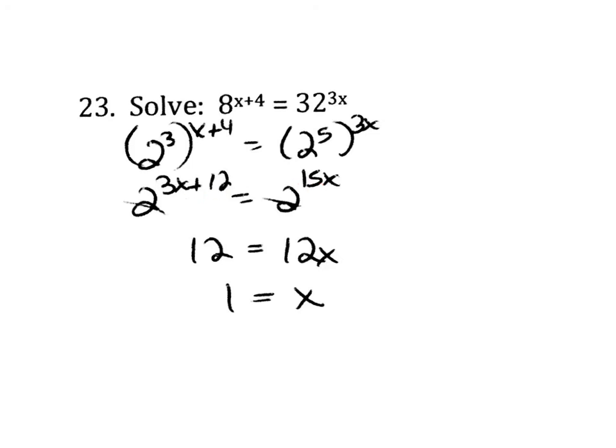Set the exponents equal, and I did two things at once. I went ahead and moved the 3x over there. Gave me 12x equals 12. Divided by 12 and got 1.